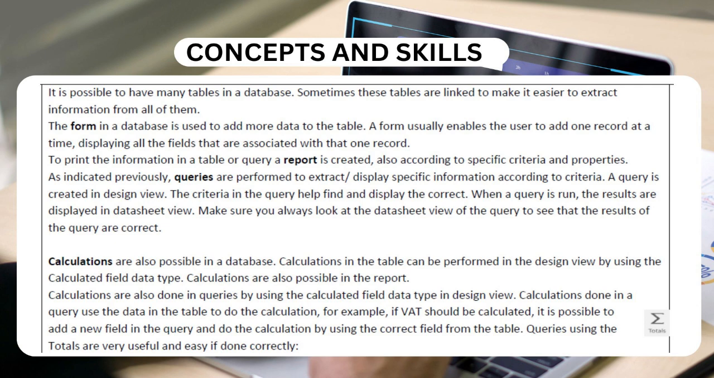Calculations in the table can be performed in the design view by using the calculated field data type. Calculations are also possible in the report. Calculations are also done in queries by using the calculated field data type in design view. Calculations done in a query use the data in the table to do the calculation. For example, if VAT should be calculated, it is possible to add a new field in the query and do the calculation by using the correct field from the table. Queries using the totals are very useful and easy if done correctly.